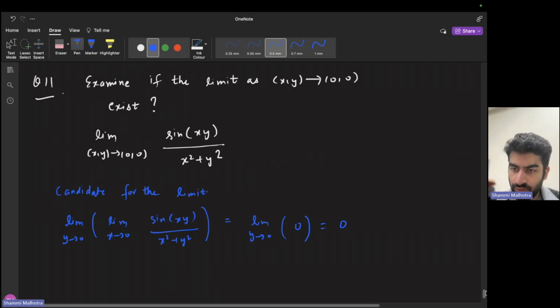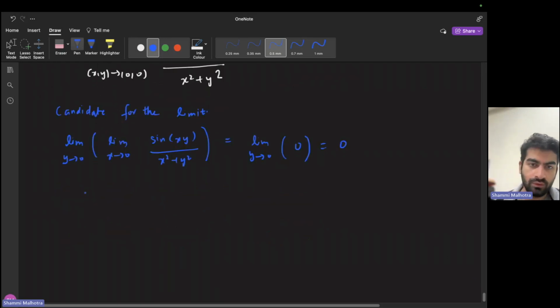So one more thing which we have to check first: we will take the paths y equal to mx one more time, and let's see if we can find some dependence or not. If no dependence is there, we try to prove the limit is 0, the candidate which we found earlier by evaluating the iterated limits. Okay, so let us start. Let us take the different paths and plug them into our limit.